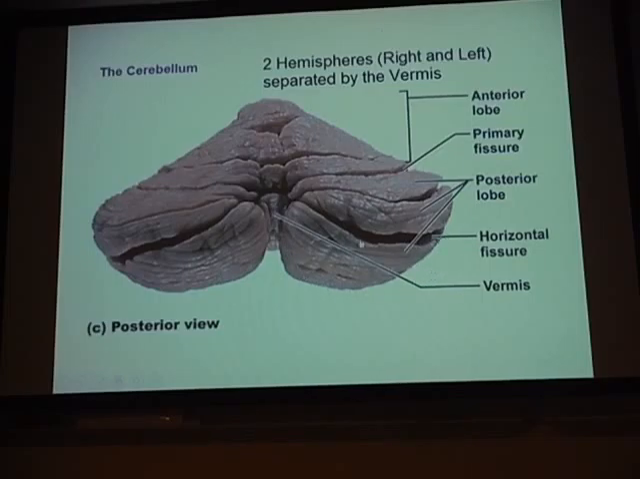And this big gash in the posterior lobe is called the horizontal fissure. Don't get confused, that's not what separates the anterior and the posterior lobes. It's just separating different parts of the posterior lobe.